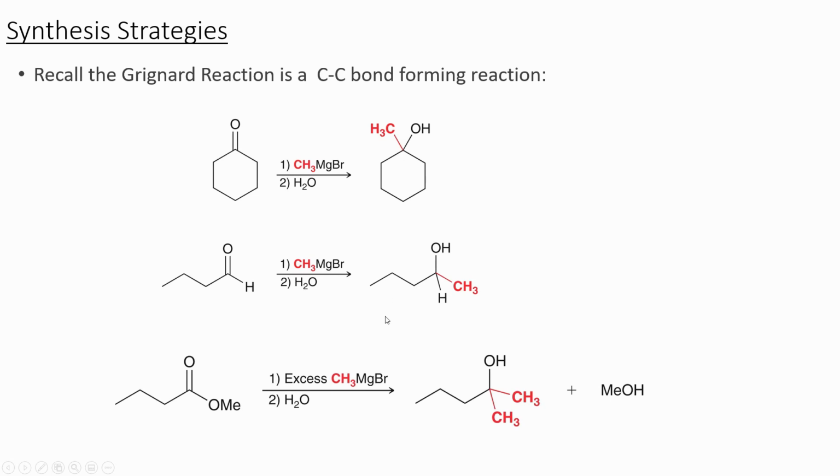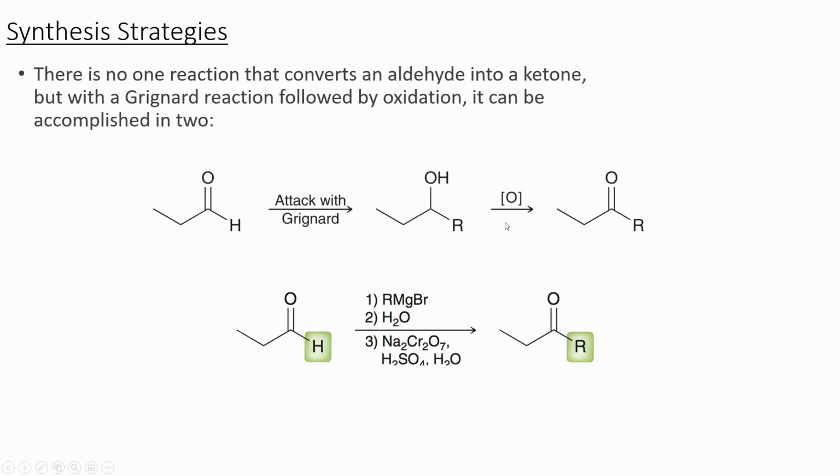These examples here are just adding one carbon with the methyl Grignard, but remember, instead of this piece here in red, we can have a much larger carbon chain that we're adding to the carbonyl compounds. We don't really have a way to convert an aldehyde directly into a ketone, but through a Grignard reaction, we can grow the carbon chain of an aldehyde by first converting it to an alcohol and then oxidizing it up to the ketone.